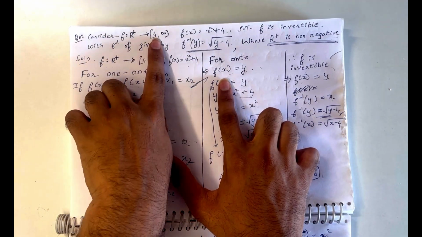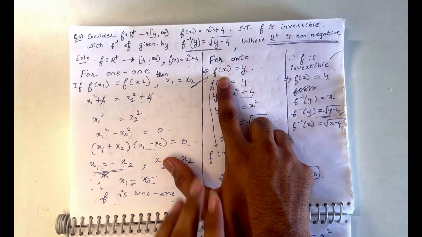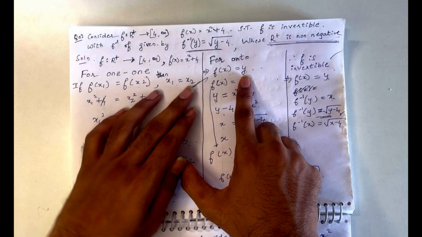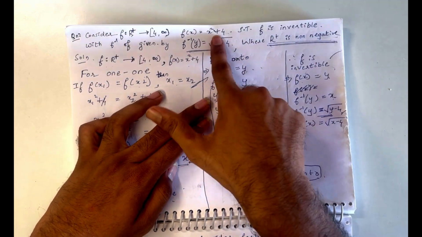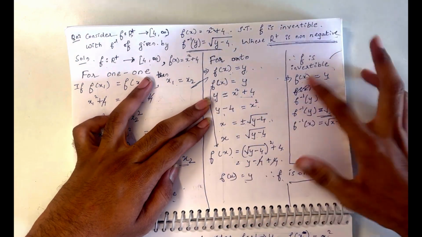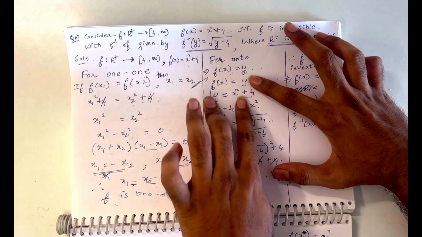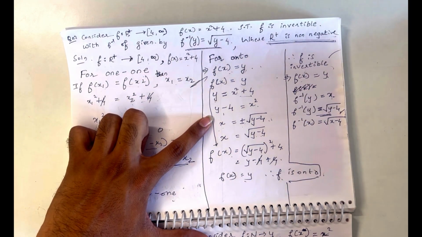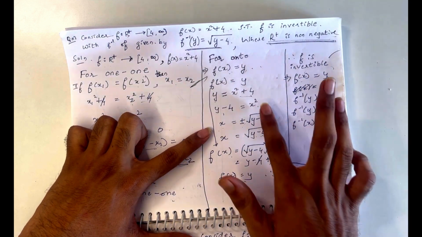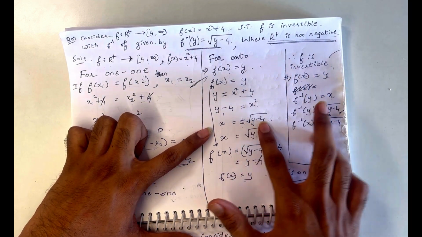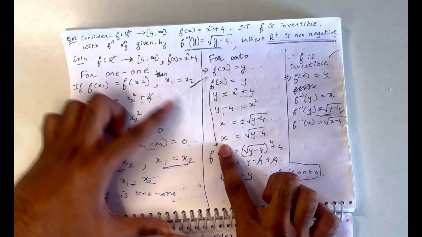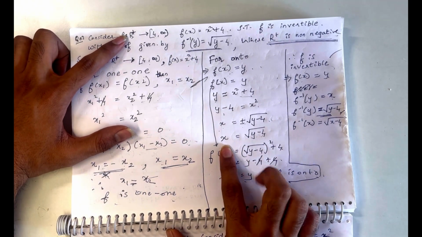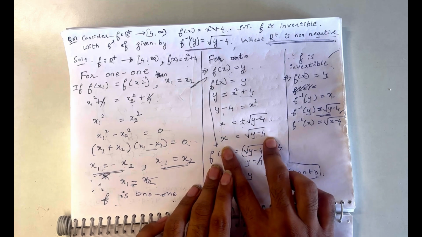Now we have to verify for onto, and for the condition for onto, again we have to mention f from R plus to [4, infinity), and then check f of x should be equal to y within the range. f of x is, we already know, x square plus 4. So equate y is equal to x square plus 4. Shift 4 towards the other end, it will be y minus 4 is equal to x square. So x is equal to plus or minus root of y minus 4.